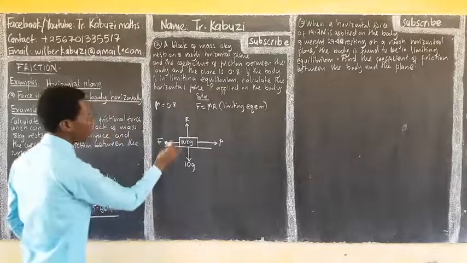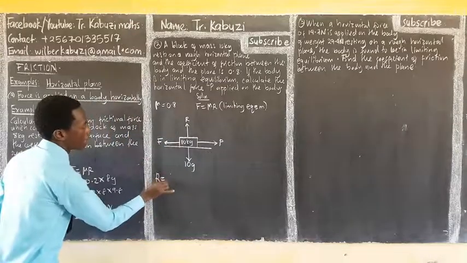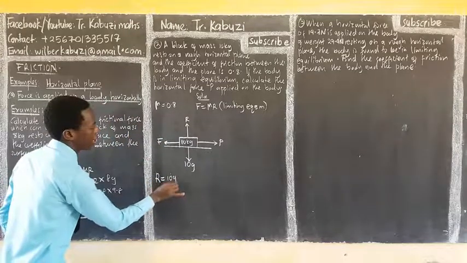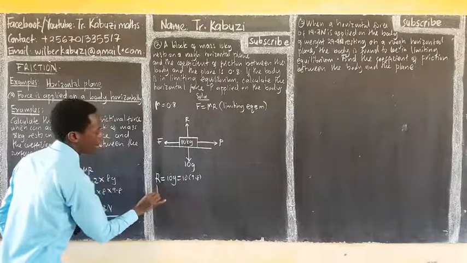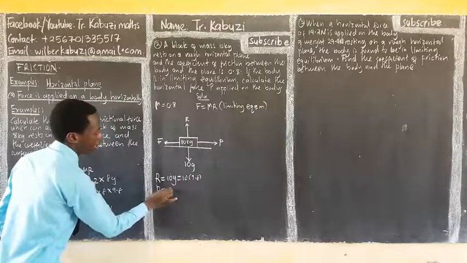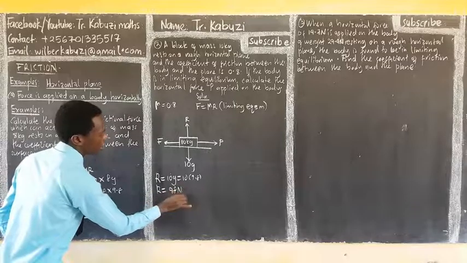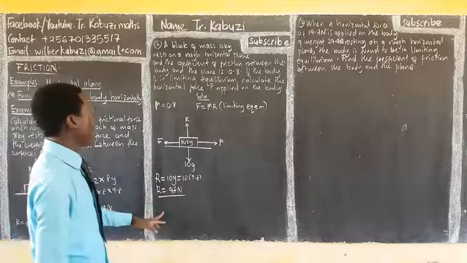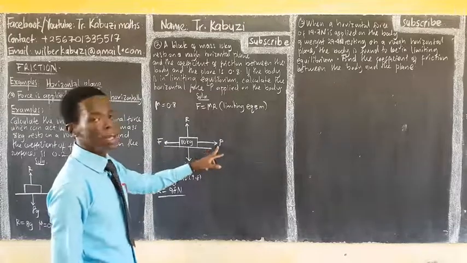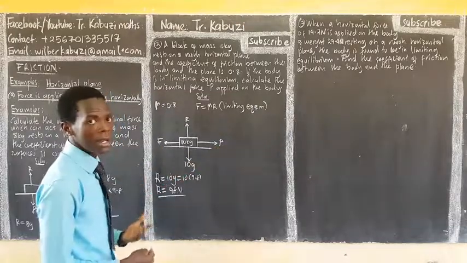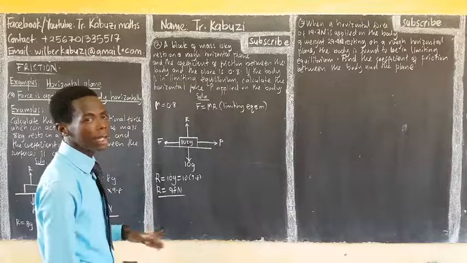Now, so from here, our R is going to be 10 g, which will be 10 into 9.8. So our R is going to be 98 newtons. If we have R, know that this force is going to be equal to this, because in equilibrium we don't have an acceleration. So acceleration is 0.